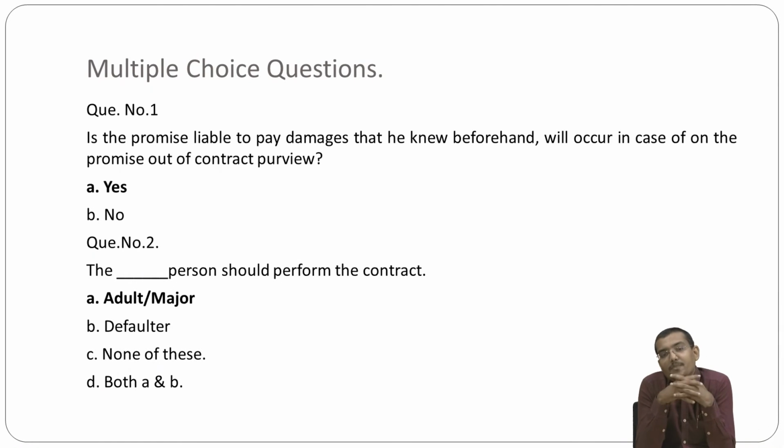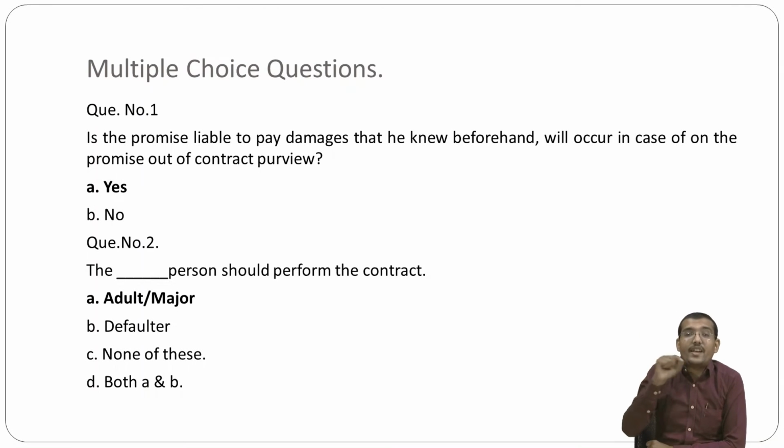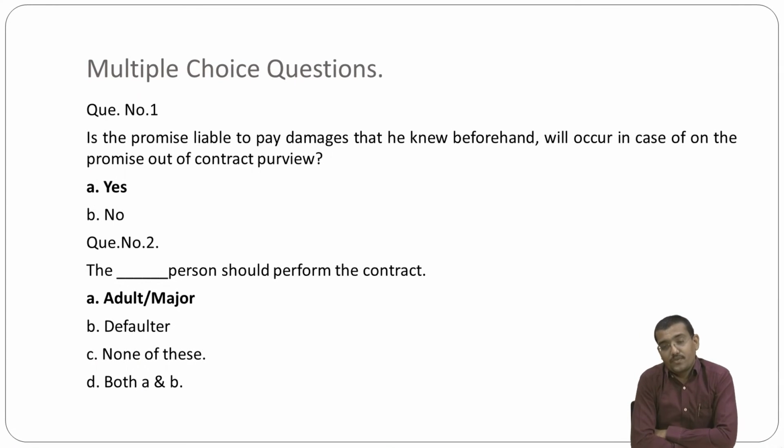Then the second question is, my dear friends, which person should perform the contract: major or adult, the defaulter, none of these, or both A and B. So the answer is, my dear friends, adult, or we can say the major person. So this is what we discussed, what are the aspects to be attached with the Indian Contract Act 1872. So you have to evaluate these three aspects also.